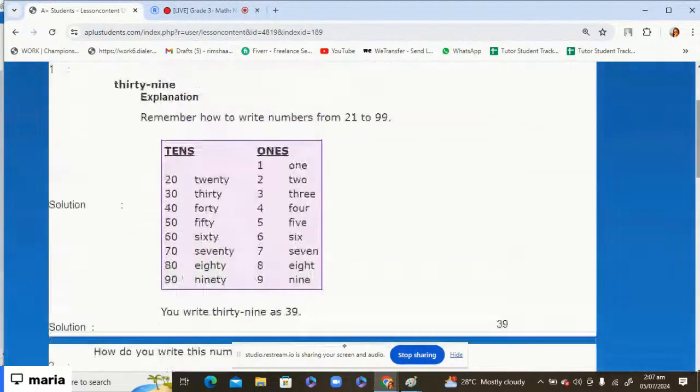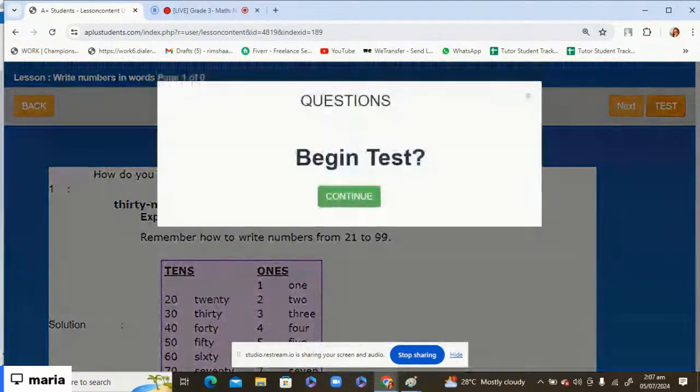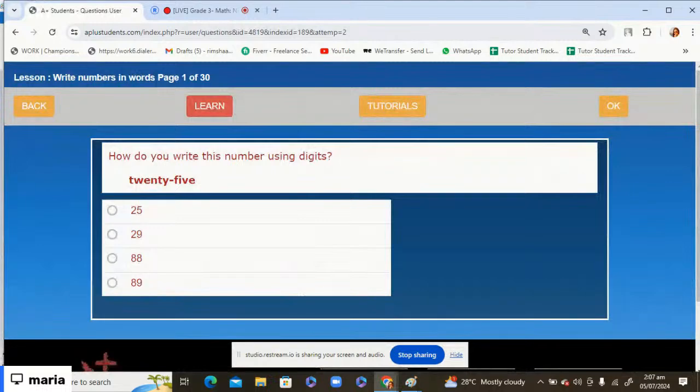All right, you guys tell me the test questions one by one. Very good, everyone. So this is your test question. How do you write this number using digits? Now tell me, how can we write this one as a digit? 25. So which option is here? Option 1. Very good. Everyone tell me, okay?